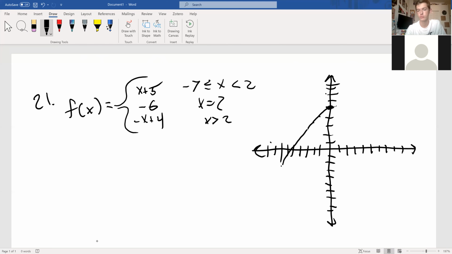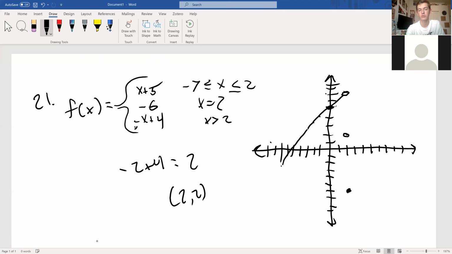And then it keeps going for 2 more. So up to the point right here. I'm going to leave an open circle since it was a less than sign. Then at x equals 2, it's equal to -6. So it's something all the way down here. And that's a closed circle since it's equal to. And then negative x plus 4. So since it's starting at the value 2, I'm going to plug that in for my x. So negative 2 plus 4, that equals 2. So then I know it starts at the point 2, 2. So 2, 2. And that's also an open circle.